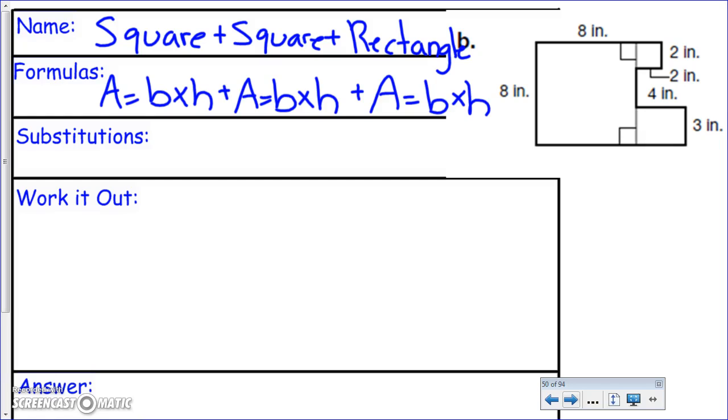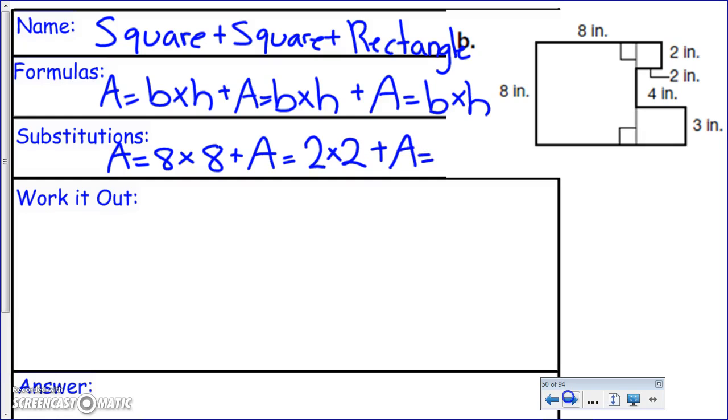So now for the substitutions, we're going to go ahead and fill in. So we're going to start with the big square. Each side is 8, so we have 8 times 8. Plus the area of the smaller square whose sides are each 2 inches. So we're going to write 2 times 2. Plus the area of the little rectangle on the bottom there, and that's 4 and 3. So we've got the base and the height for that.